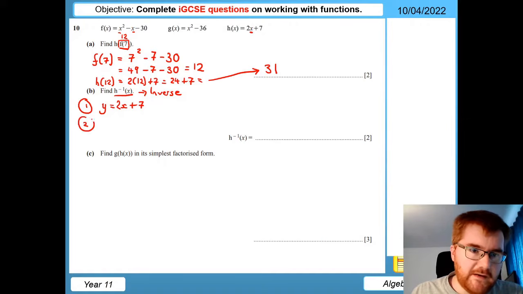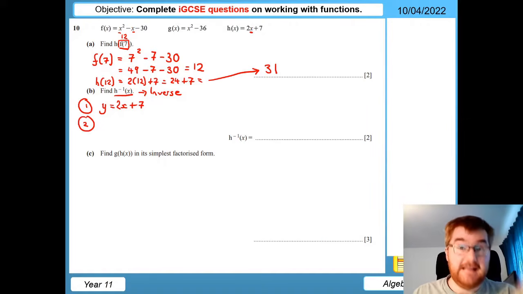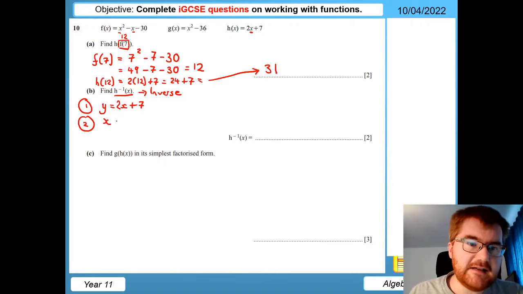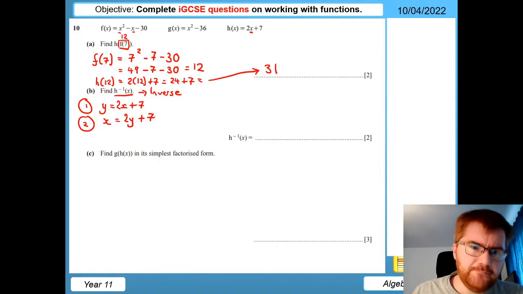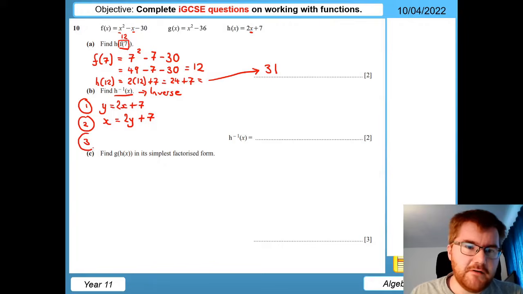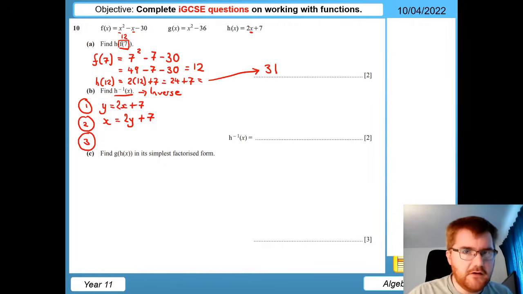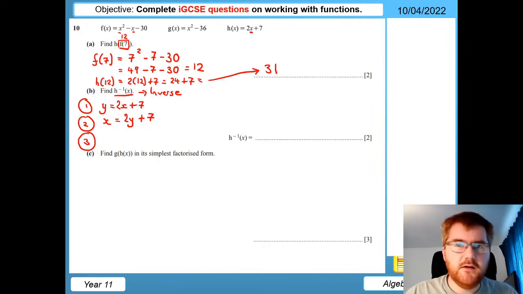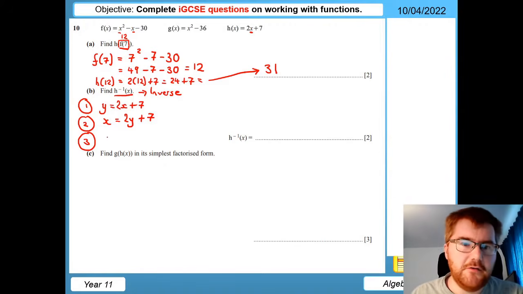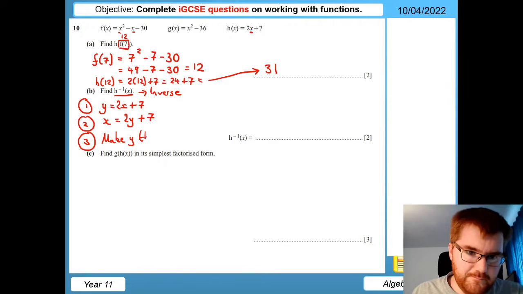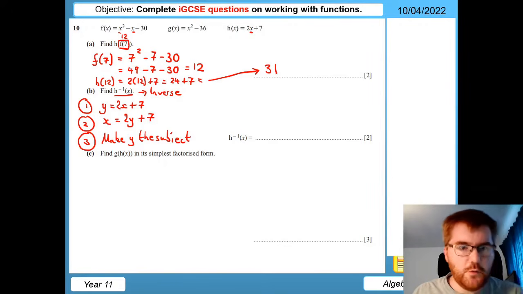Number two, we're going to flip over the y's and the x's. So we get x is equal to 2y plus 7. And remember that third step, give yourself 5 seconds to think about it. What was that step? That's it. We're going to make y the subject. So as soon as you see this inverse process, it's always the same calculation that we go through.